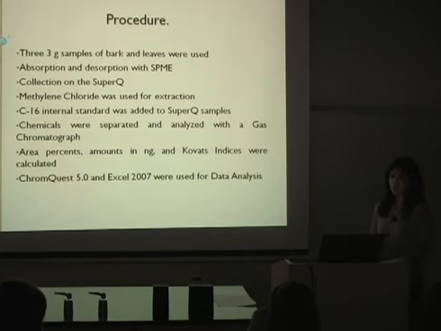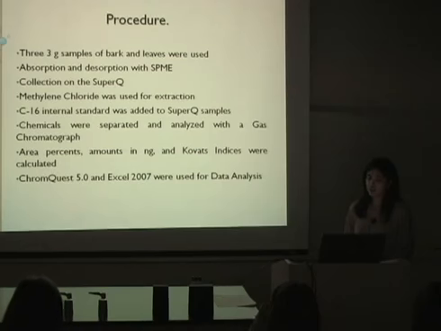Collection with the super Q filters lasted for 15 minutes. As I said, methylene chloride was used for extraction. For all super Q samples, a C16 internal standard was added, and then the chemicals were separated and analyzed with the gas chromatograph. For data analysis, the area percent and the Kovacs indices were calculated for all the samples.